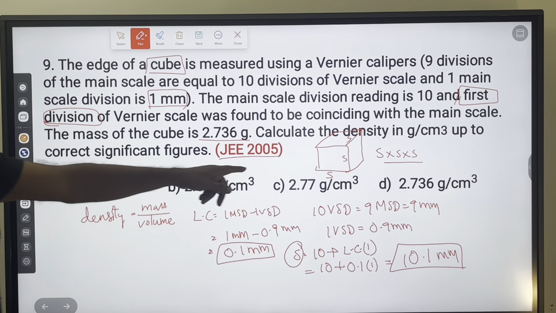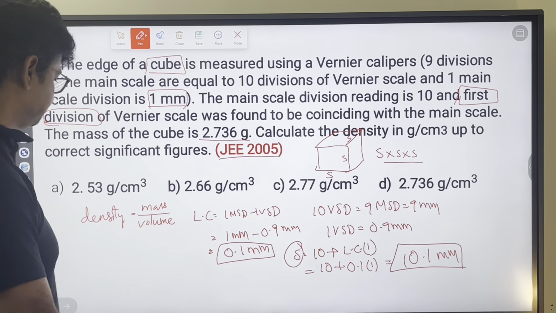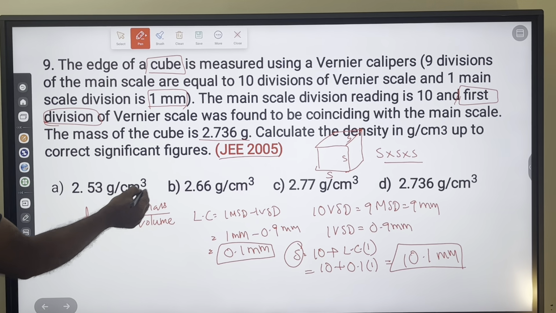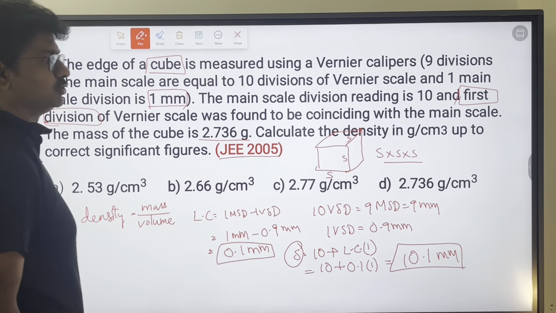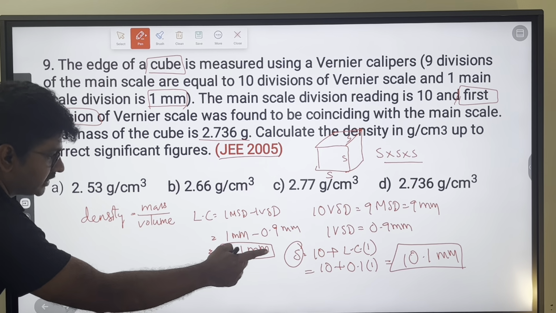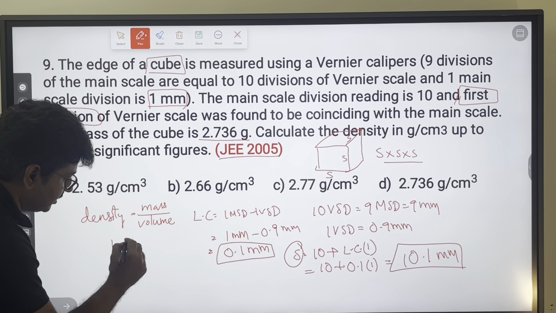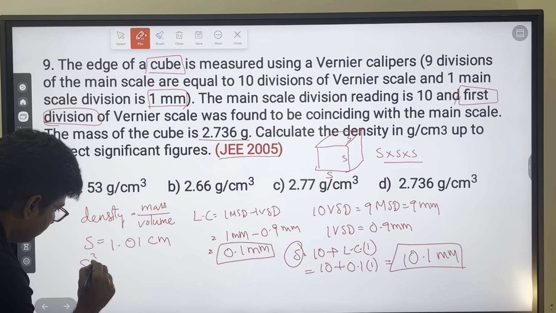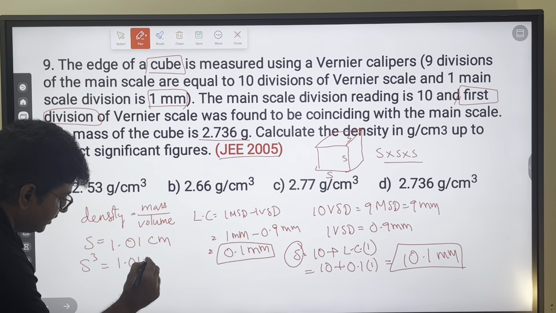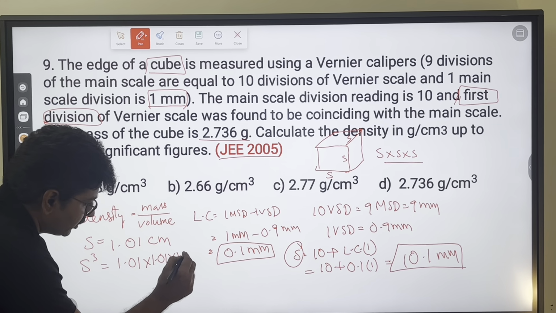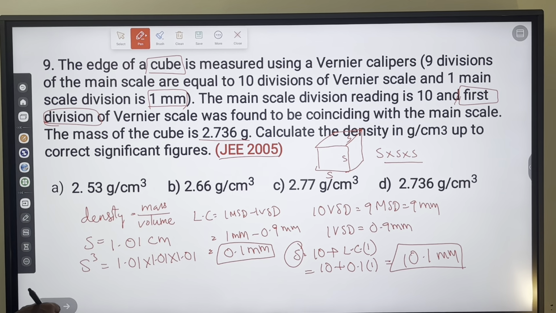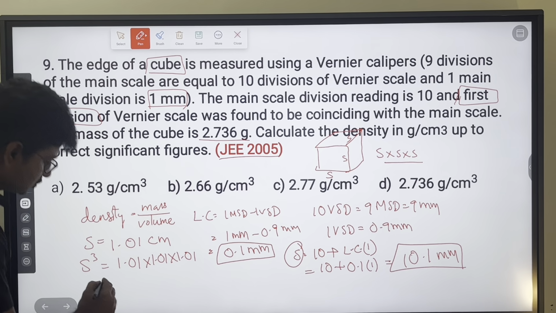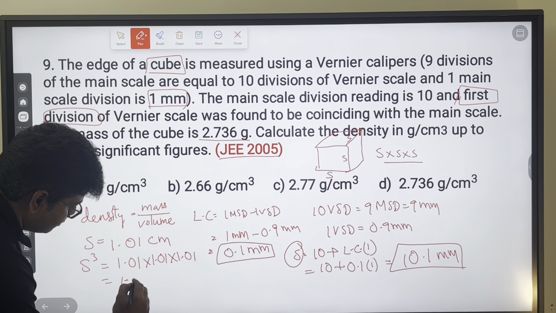Now you have to find the volume. What is volume? Side into side into side. Since this is given in centimeter cube, let us convert. 10.1 mm I can write as 1.01 centimeters. So this is your side. What is side cube now? 1.01 into 1.01 into 1.01. I can get a close value by writing 1 plus 0.01 cube.